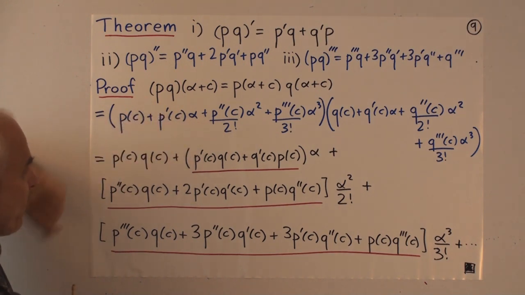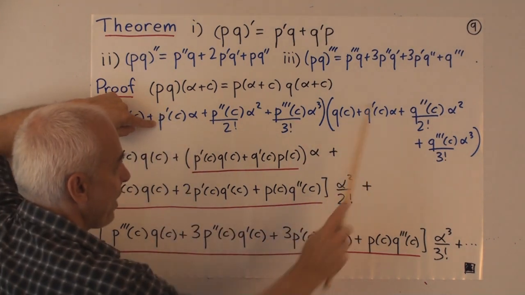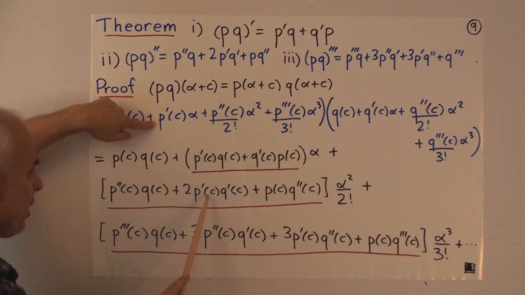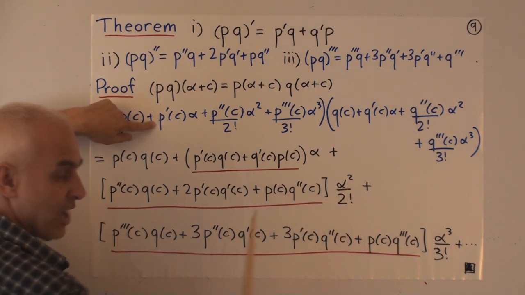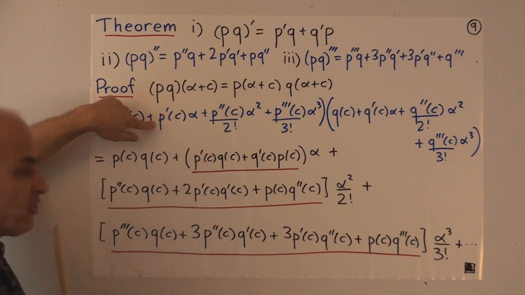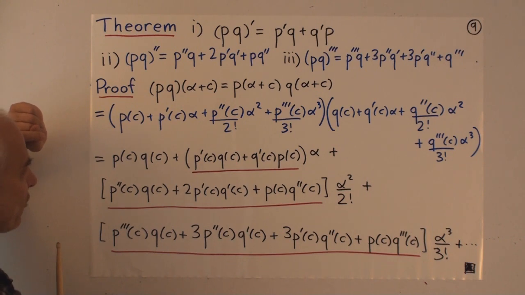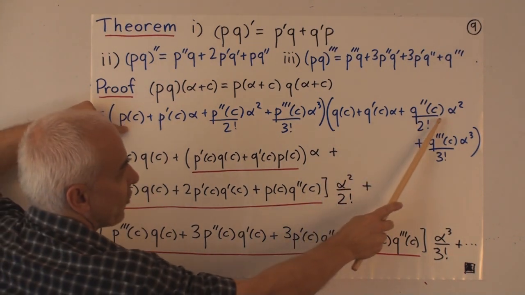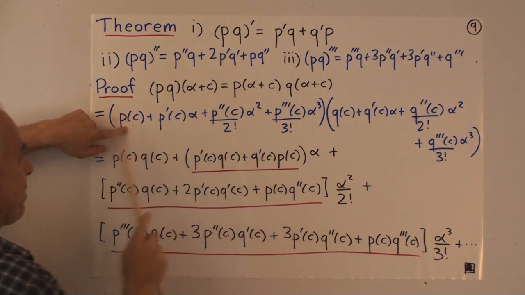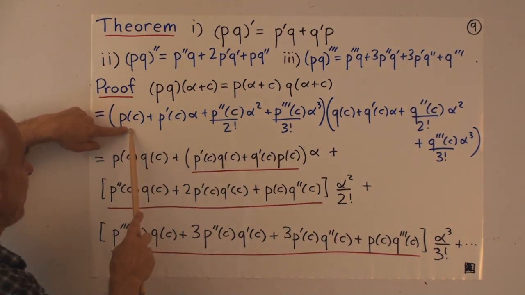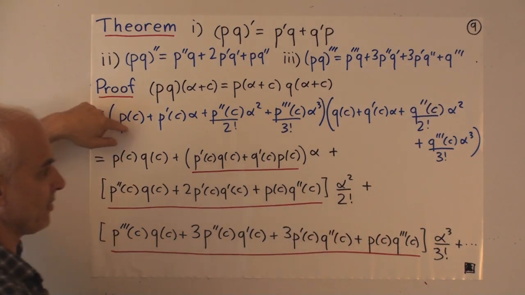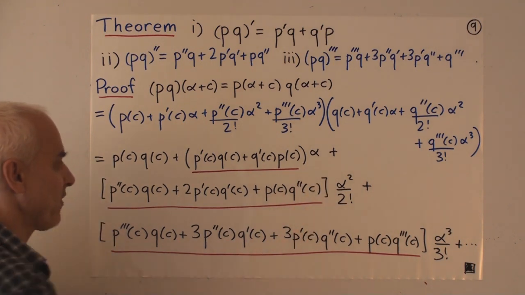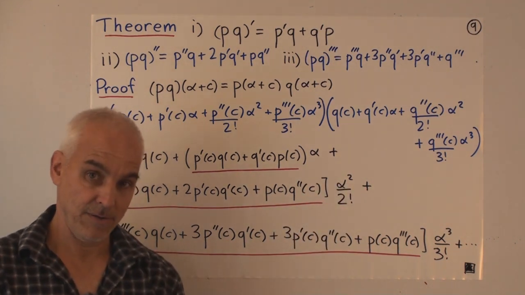What's another way of getting an alpha squared? We could take this alpha and multiply it by this alpha. So that's p prime of c times q prime of c. But we're having a common denominator of 2 factorial, so we have to put a 2 inside here to make things work. And the other way of getting an alpha squared term is to take this alpha squared term right here and multiply it by the constant term on this side. So p of c times q double prime of c all over 2 factorial, and that 2 factorial is already out. So that's the cumulative coefficient of alpha squared over 2 factorial.